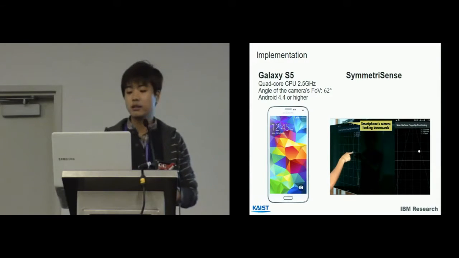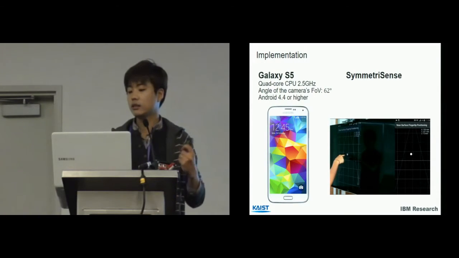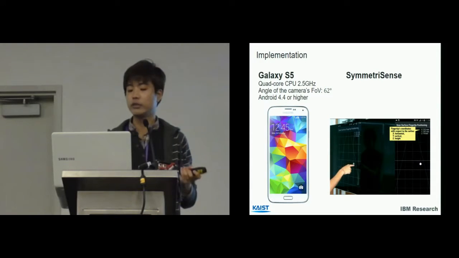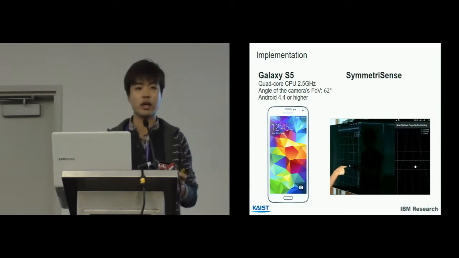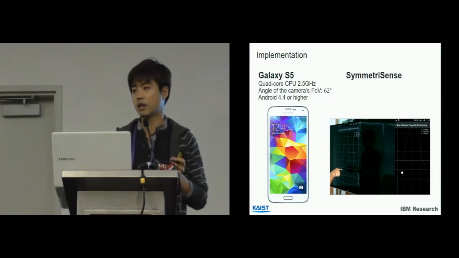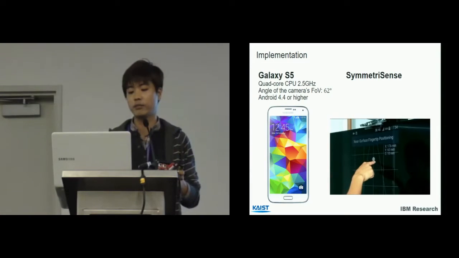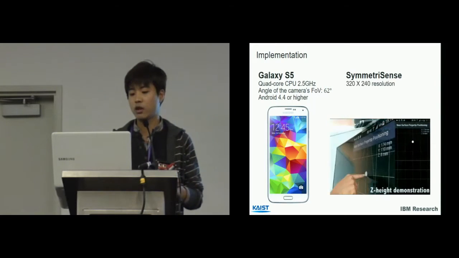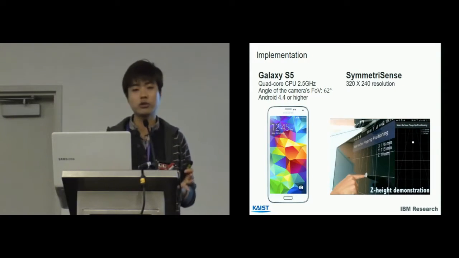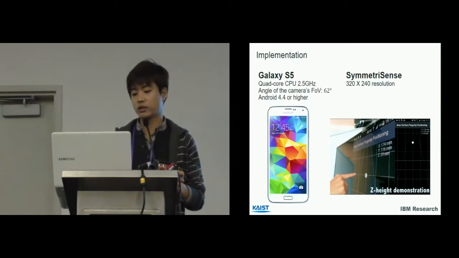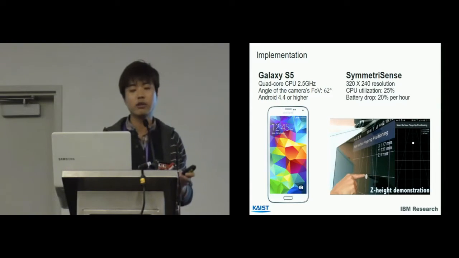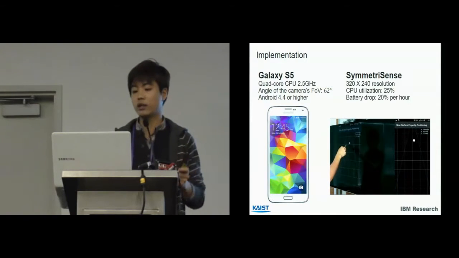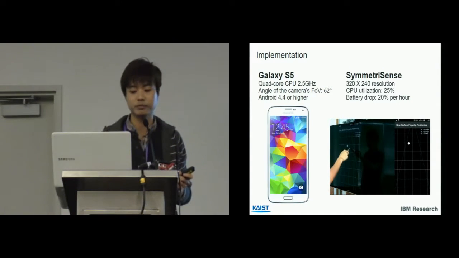We implemented SymmetriSense on a commodity smartphone, the Galaxy S5, but SymmetriSense can run on any off-the-shelf mobile platform which has a camera and a computing unit. Considering the limited computing resources of the smartphone, we used a low vision resolution for the fingertip extraction. SymmetriSense runs in real time, taking 25% of the CPU utilization on the smartphone.